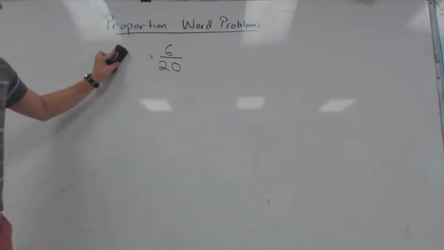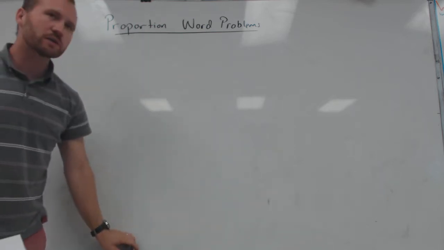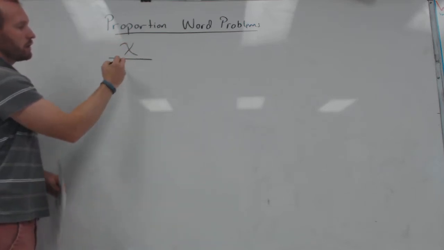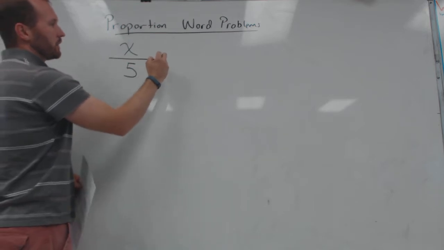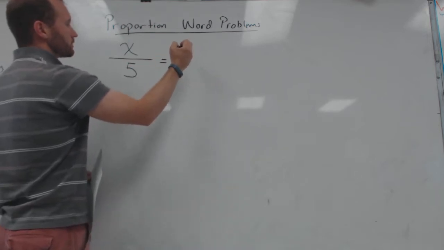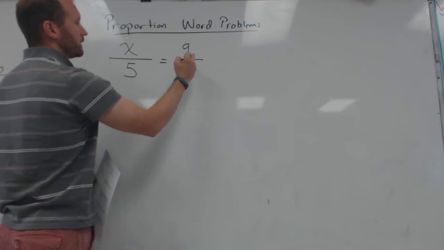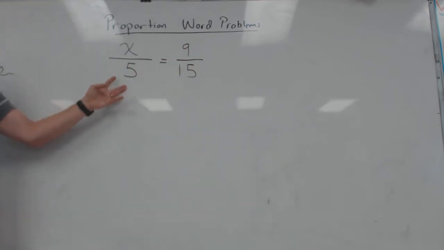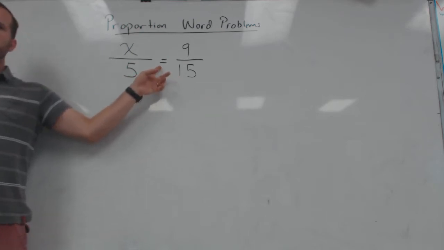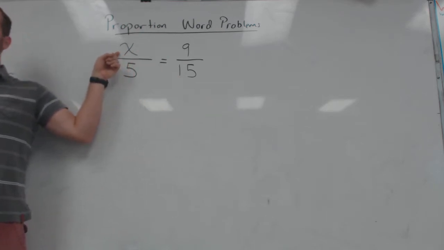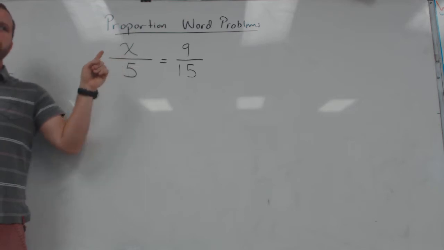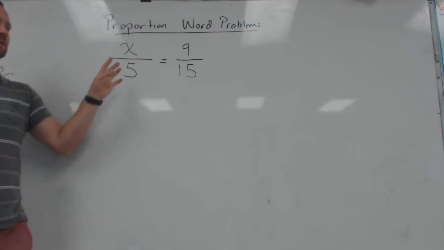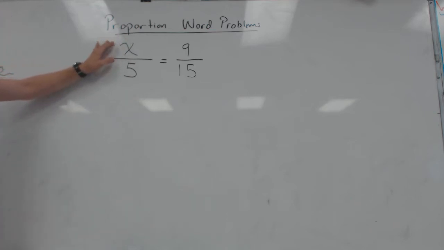In algebra, proportions often look like this. X over, let's say 5 equals, let's say 9 over 15. So what's different about this? We still have two fractions. We still have the equal sign, but we now have a variable. And I like to use X, partly because Y drips below that line and doesn't look as neat. So X's are great for proportion word problems.